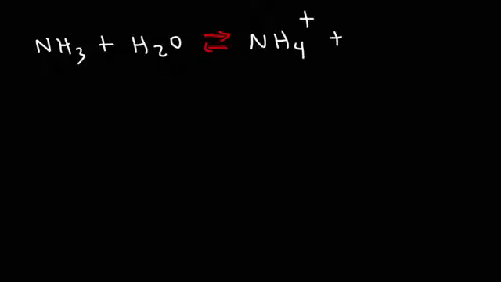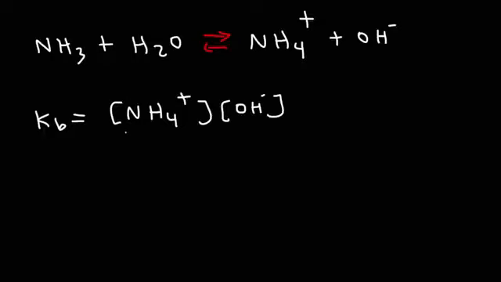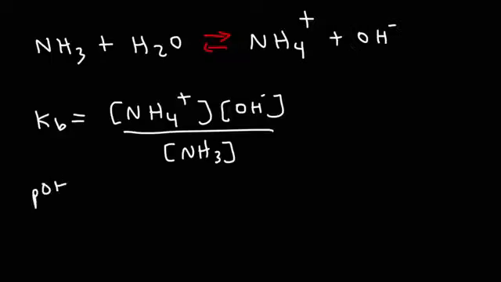Now, when dealing with bases, in this case, NH3 is a weak base, you need to use the base dissociation constant, which is Kb. Kb, like Ka, is equal to the concentration of the products divided by the concentration of the reactant. Now, using ICE tables, you want to calculate the concentration of hydroxide, because once you have that, you can calculate the pOH using this formula. And then once you have the pOH, you could find the pH.